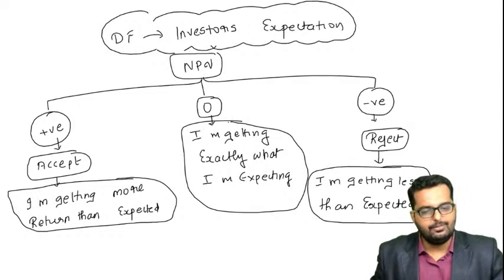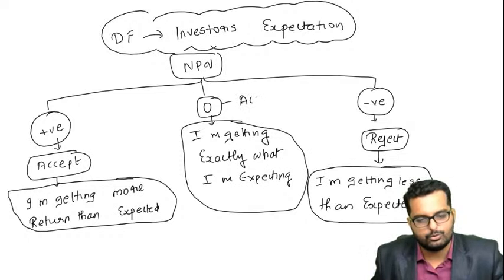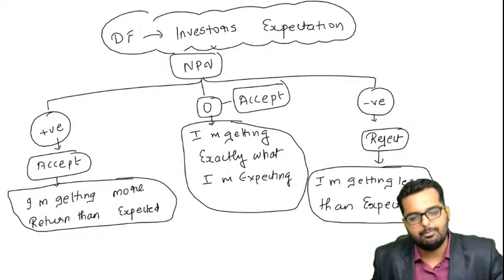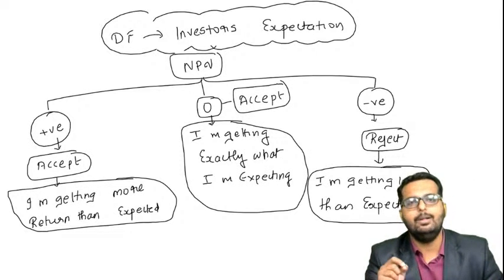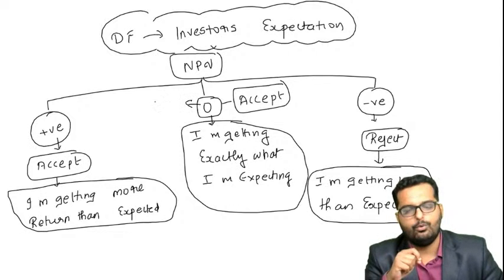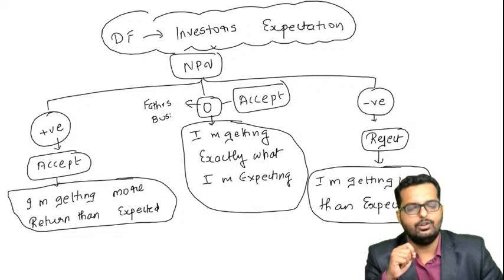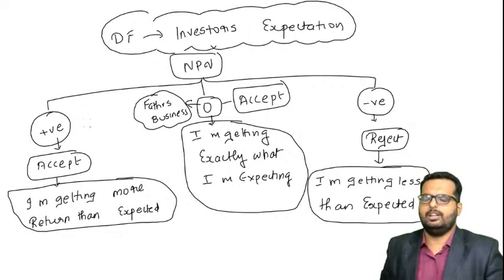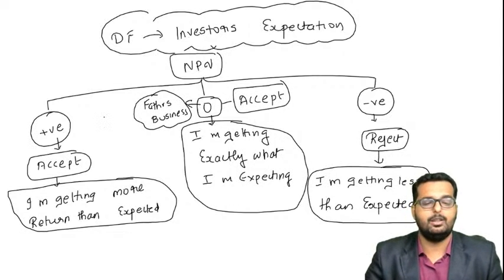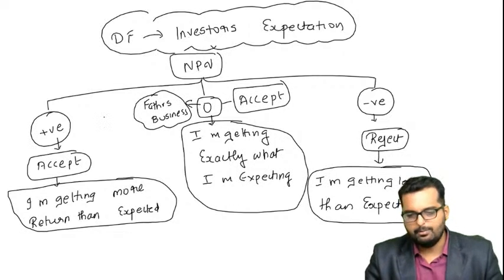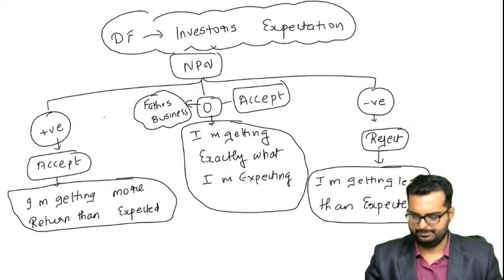So friends, when NPV is 0, what are we supposed to do? Accept the project because you are getting exactly what you are expecting. Or if you want, you can start your father's business also, because in both the cases you are getting exactly the same return. But you should not tell that I am rejecting the project. There is no reason for you to reject the project over here. Alright? Can you please write down this in your books and finish it off?